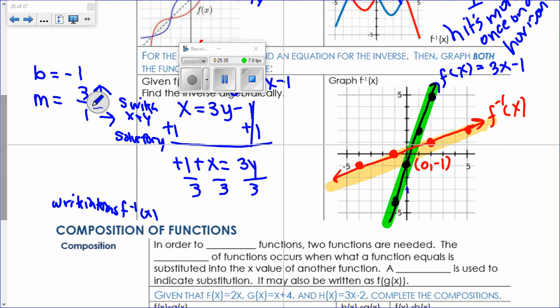I'm going to simplify this. I get y equals 1/3 plus x over 3, or f to the negative 1 of x equals 1/3 plus x over 3. This is my inverse. This is what I just graphed without having to solve for it. This equals 1/3 plus x over 3.